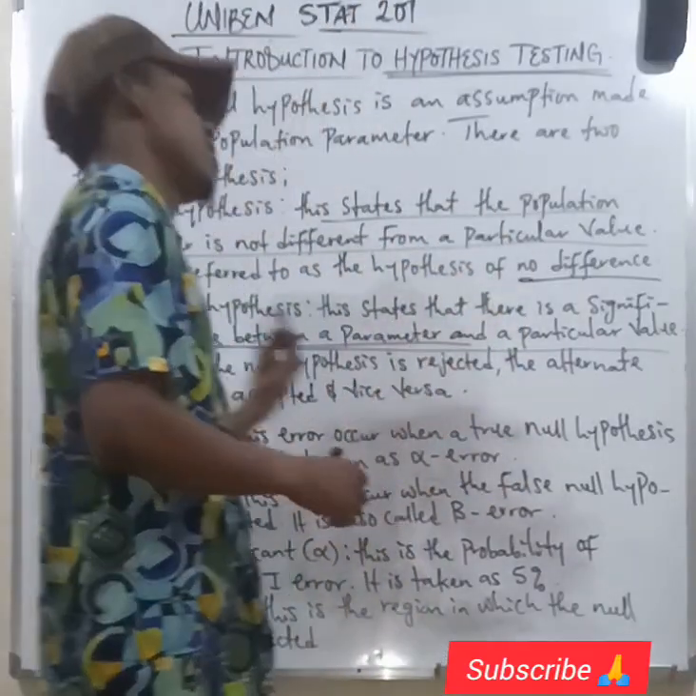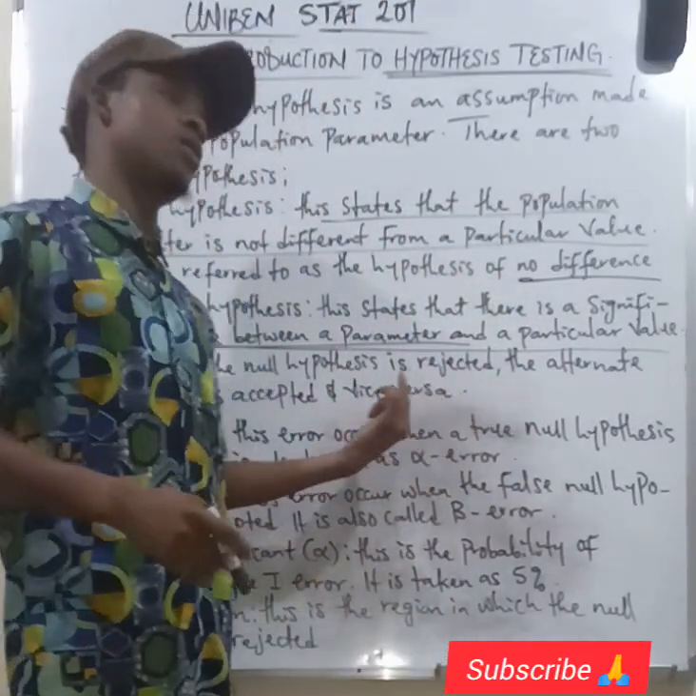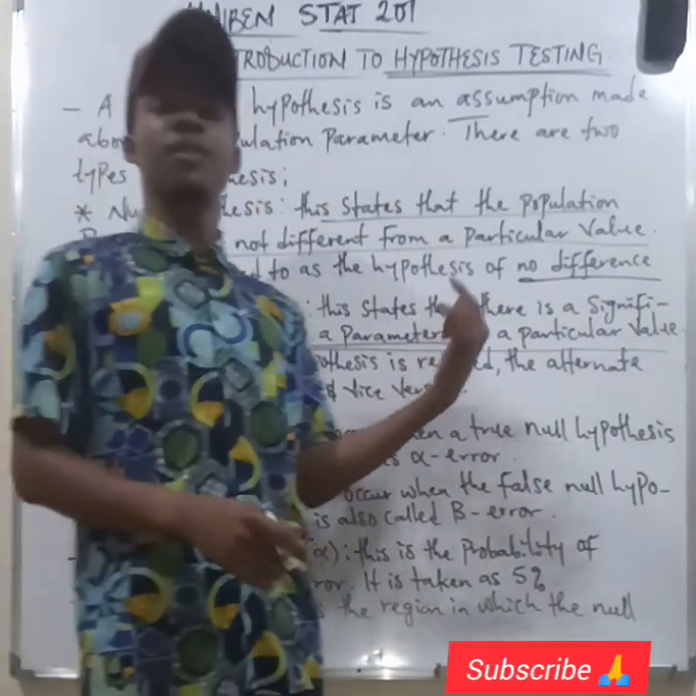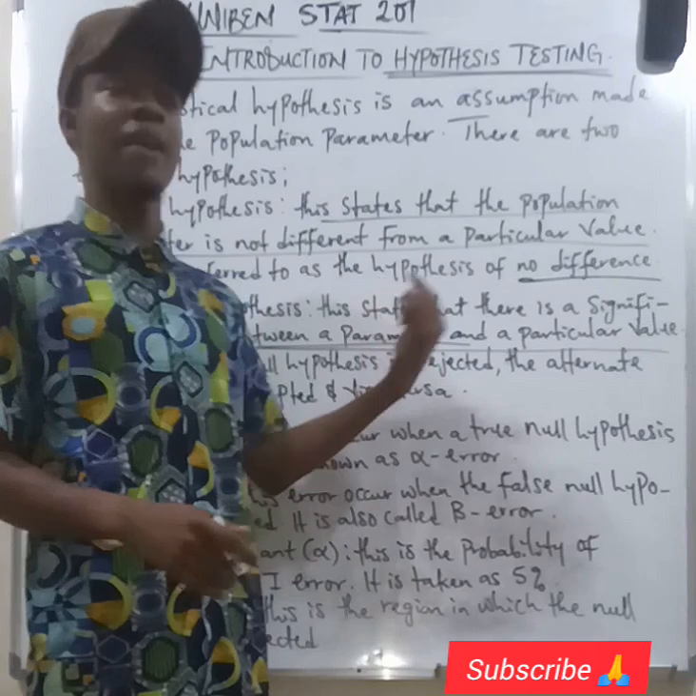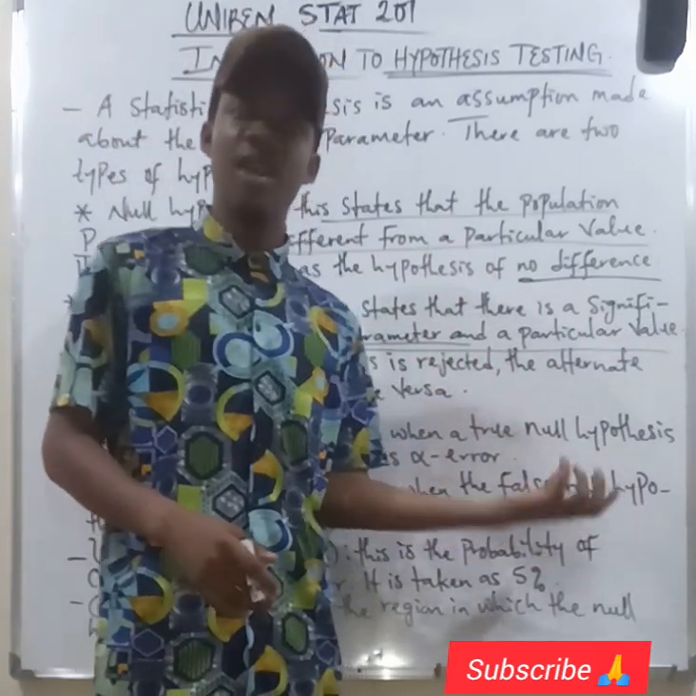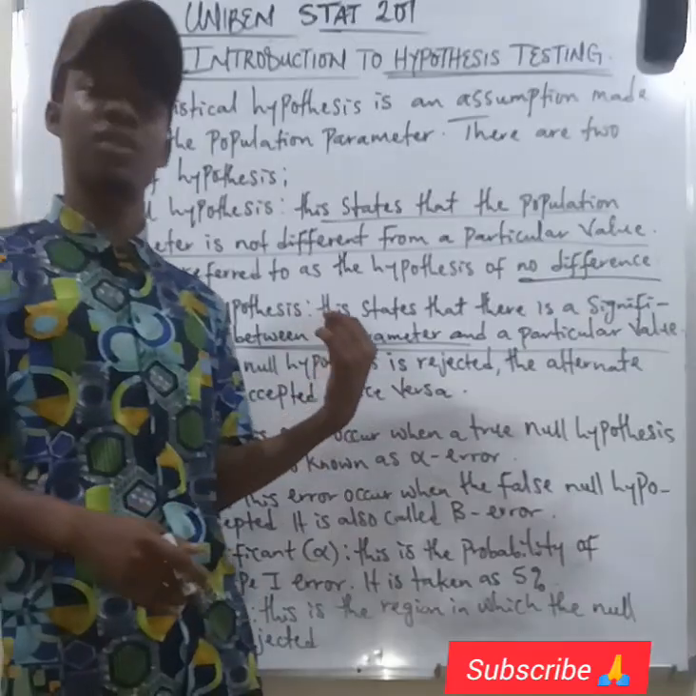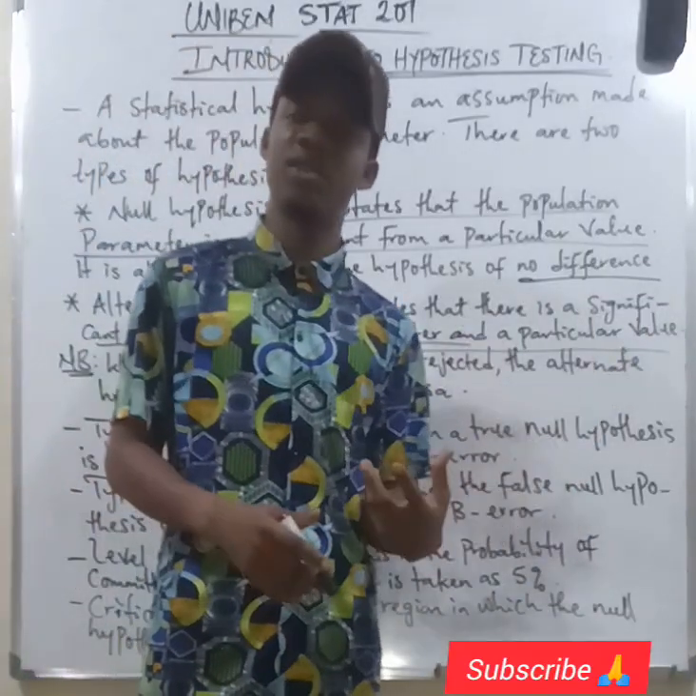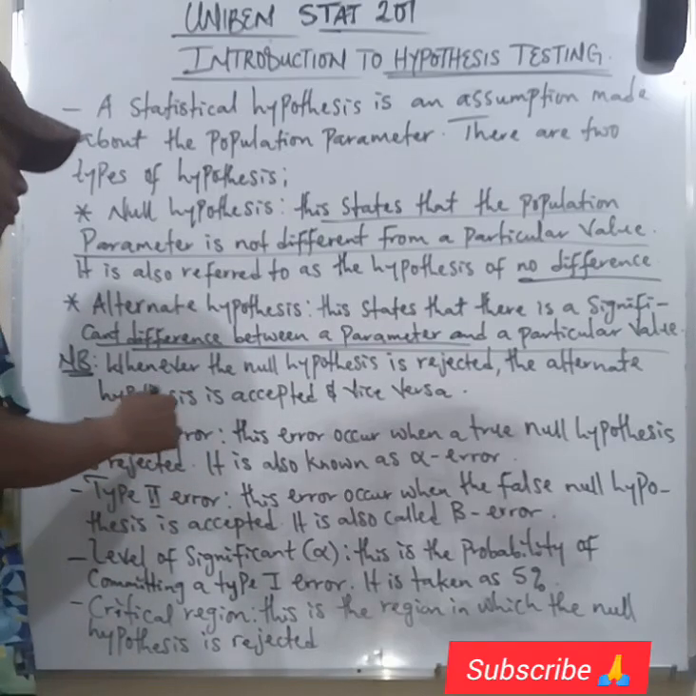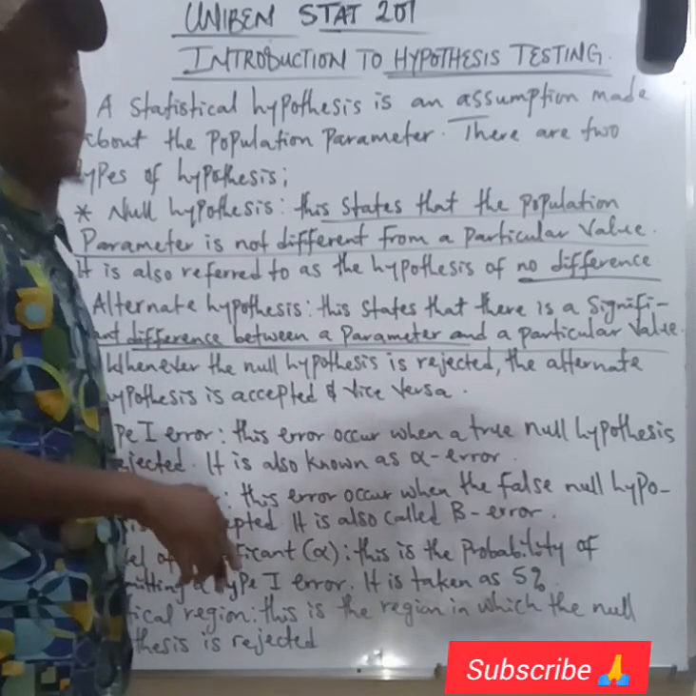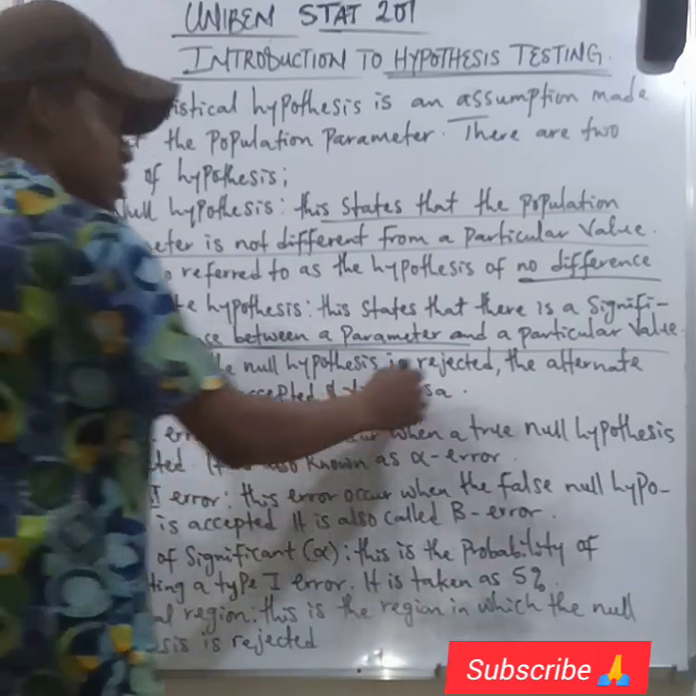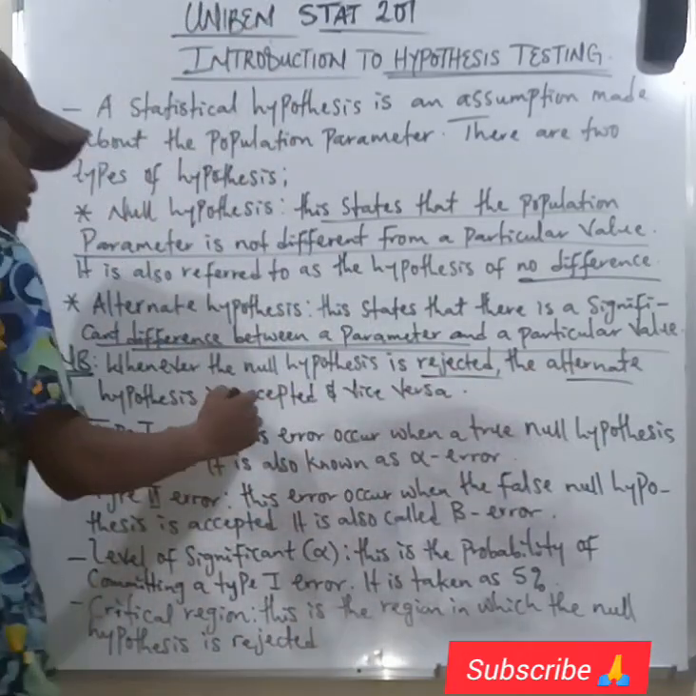So if I say I fail to accept the null hypothesis, it means I rejected the null hypothesis. If I fail to reject the null hypothesis, it means I accepted the null hypothesis. So if your null hypothesis is accepted, it means that your alternate hypothesis will not be accepted. But if your null hypothesis is rejected, it means your alternate hypothesis is accepted.